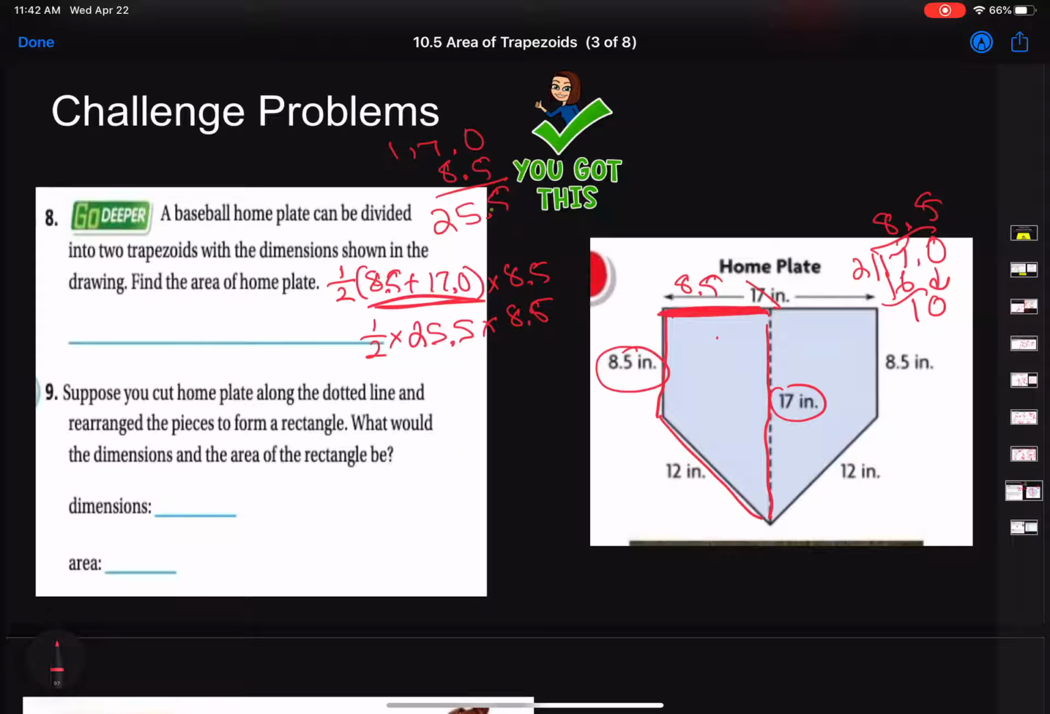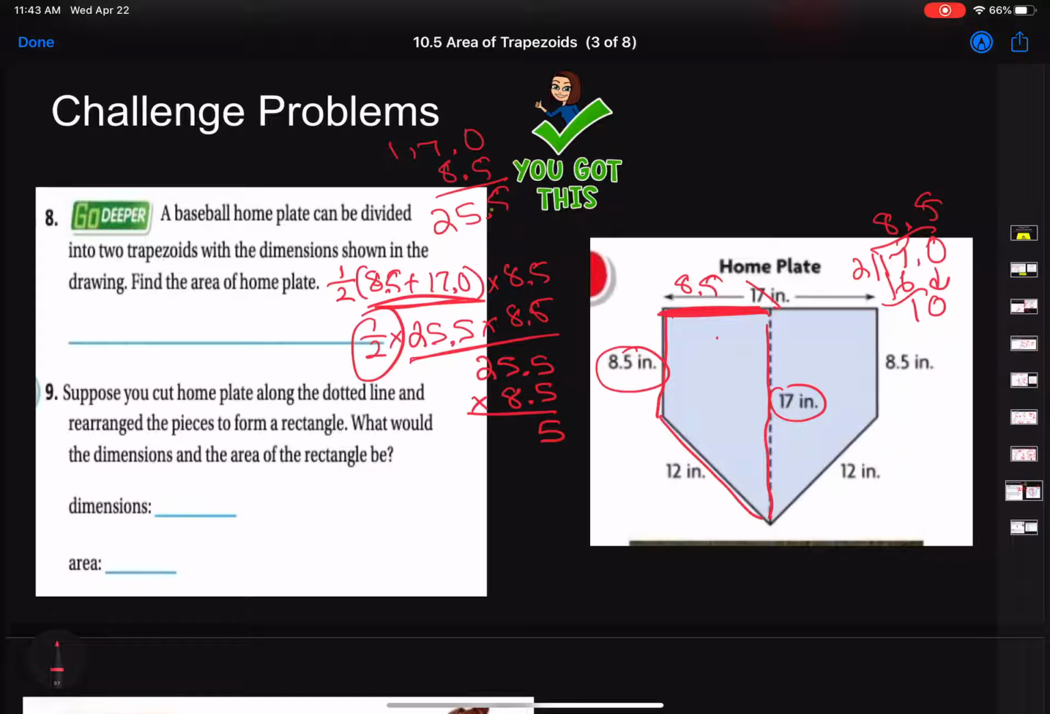Okay, so there's no good way to do this one. So what I would do is I would just multiply these 2 together. So 25 and 5/10 times 8 and 5/10. So I'd multiply these 2. Once you get that answer, then you're going to half it. Divide it by 2.